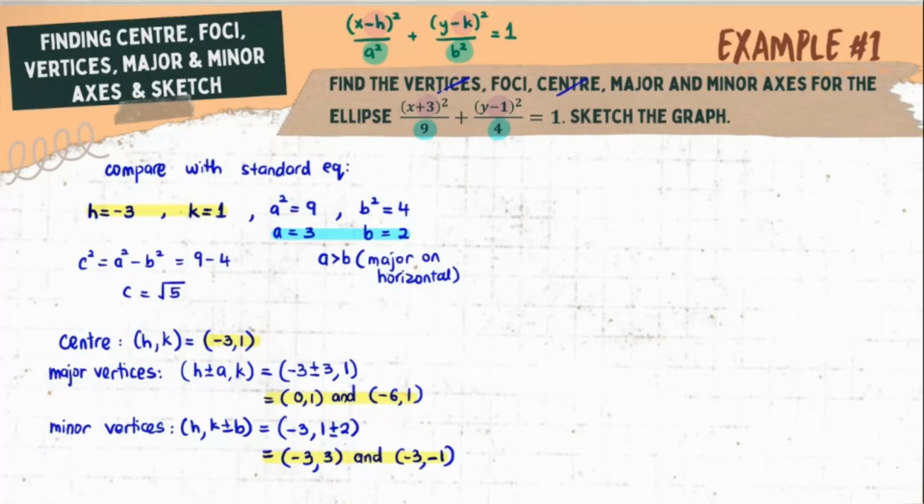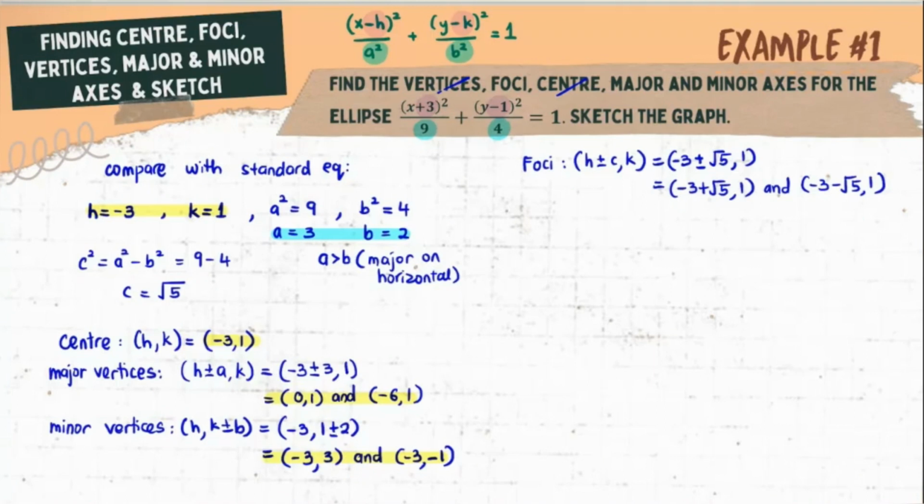Okay, now let's find out our foci. So saya tulis kat atas ni pula. Untuk foci, dia berada di major axis, kita adalah dekat x-axis kan. So dia gunakan major vertices punya formula lah. Dia adalah H plus minus C, K, which will be negative 3 tambah tolak C, square root of 5, 1. So kita akan ada negative 3 plus square root of 5, 1, dan negative 3 minus square root of 5, 1. Biarkan saja dalam bentuk surd, tak perlu nak tukarkan dia kepada decimal.